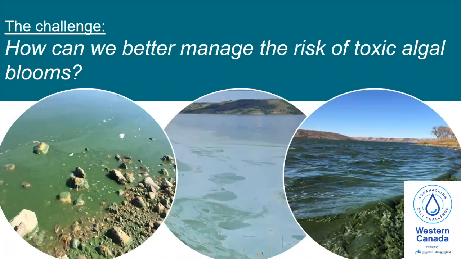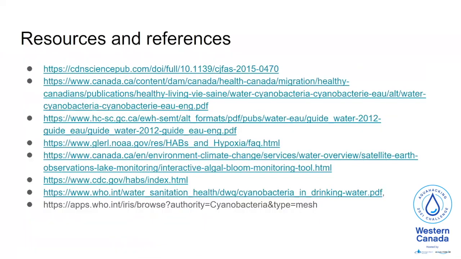So that leaves your challenge. How can we better manage the risk of toxic algal blooms? There are lots of ways you can contribute. We need to reduce the incidence of blooms and manage them when we do occur. We need to understand the risk, communicate the risk, test for toxins, and remove toxins from treated waters. This is a global problem and a big problem in parts of Western Canada, so there's lots of room and opportunity for your solutions. We know this is a hard problem and a widespread problem.